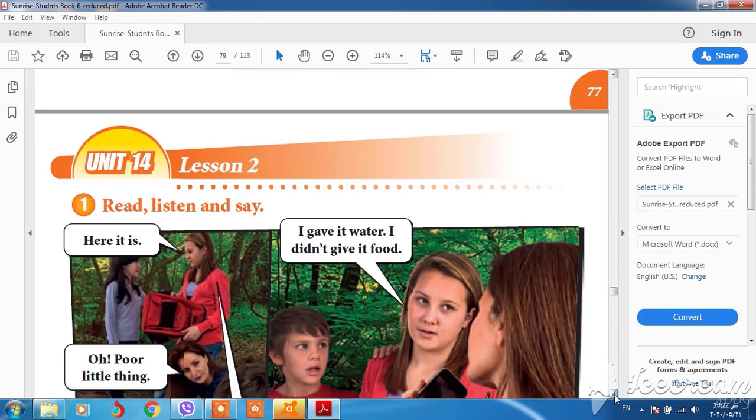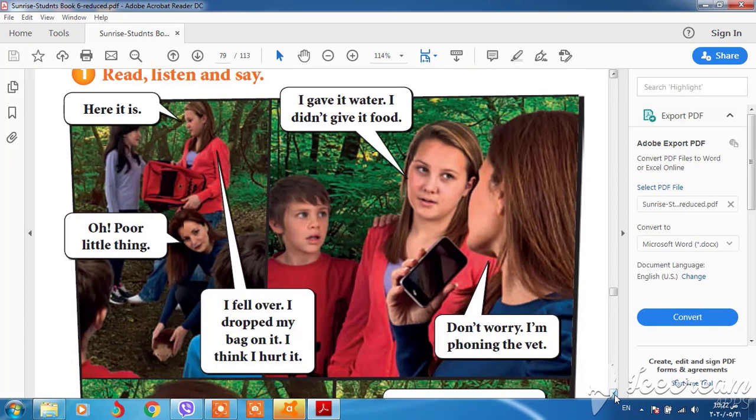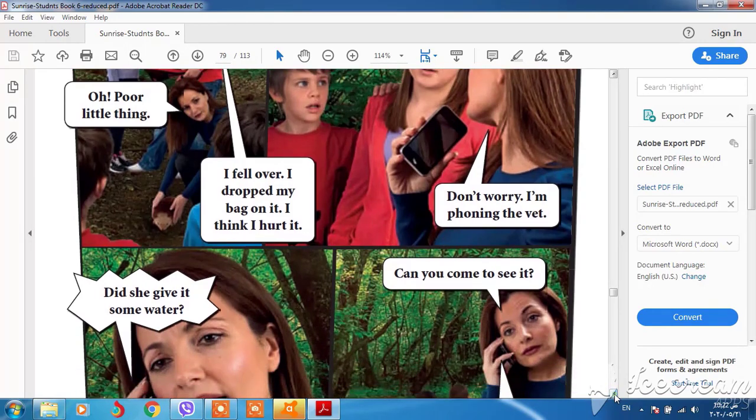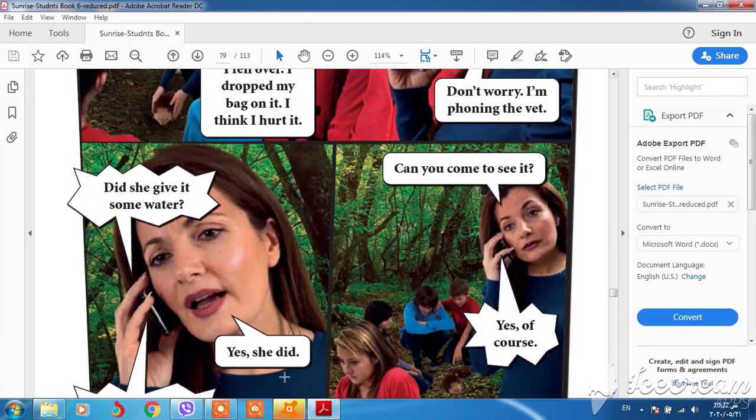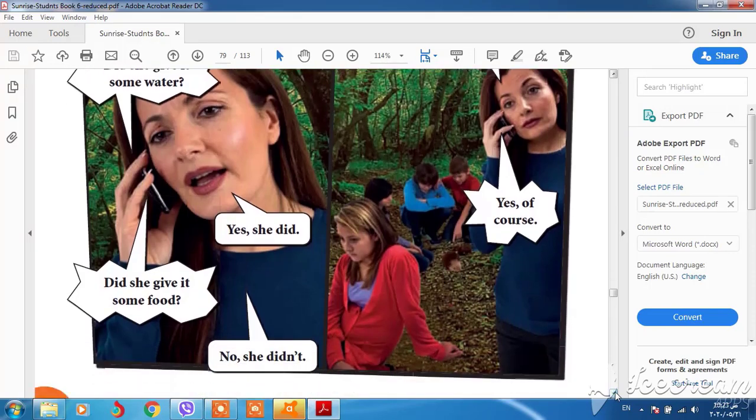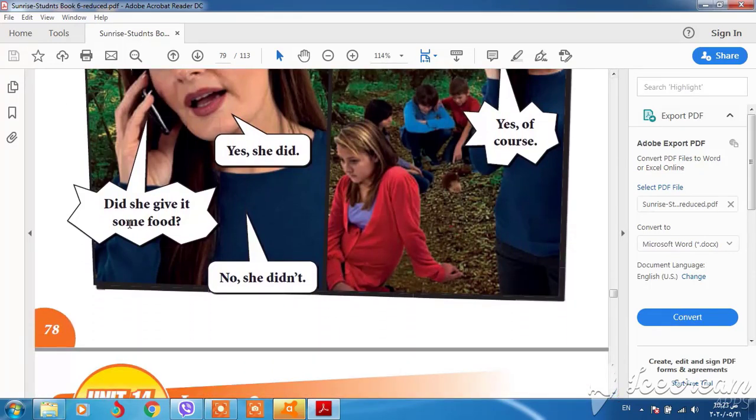Okay. Oh, poor little thing, I fell over, I dropped my bag on it, I think I hurt it. We have fell over, dropped, and hurt. Don't worry, I'm phoning the vet. Okay. Did she give it some water? Yes, she did. Can you come to see it? Yes, of course. Okay. Did she give it some food? Also, it's a question. Did she give it? Because we have did, the verb will be base form. No, she didn't.